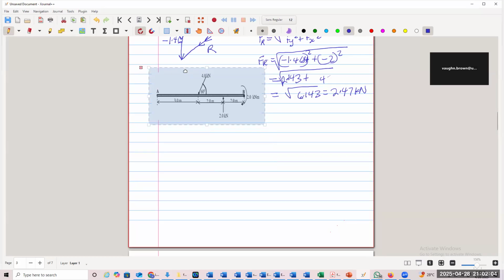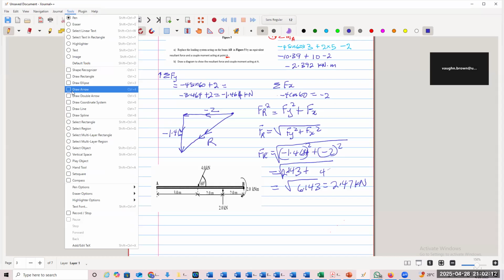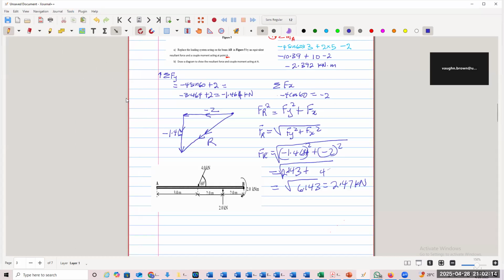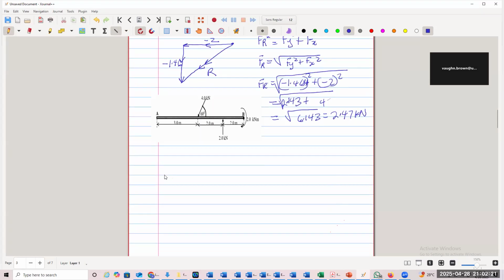All right. They're asking now to draw it and show. So let me show you now. Let's go for a writer here. We're gonna draw some arrows now. All right, so we want a line. We're gonna draw a line to represent the beam. All right, so that's your beam.